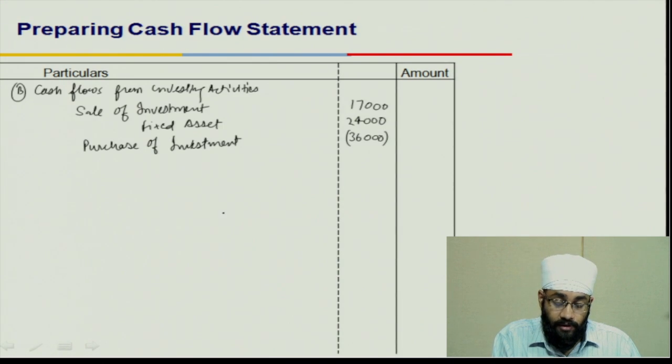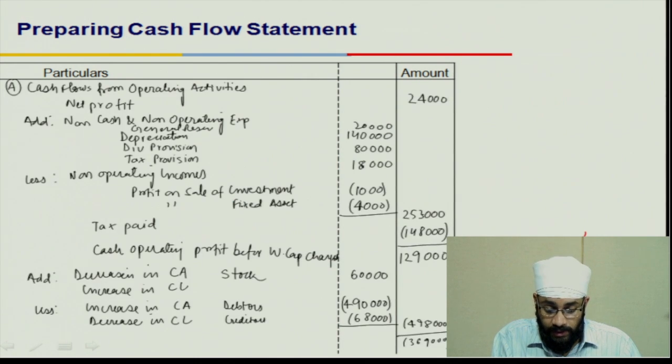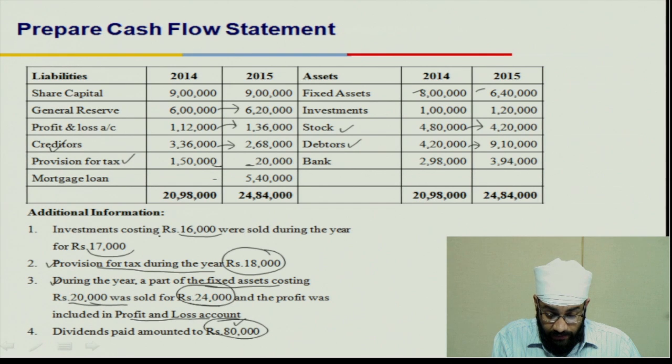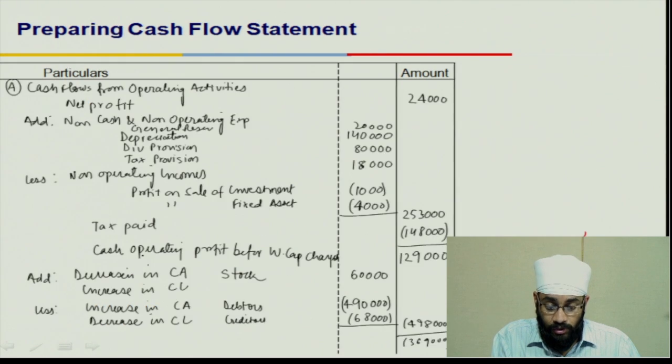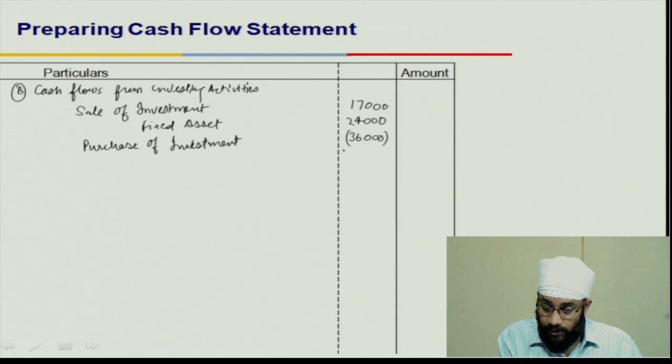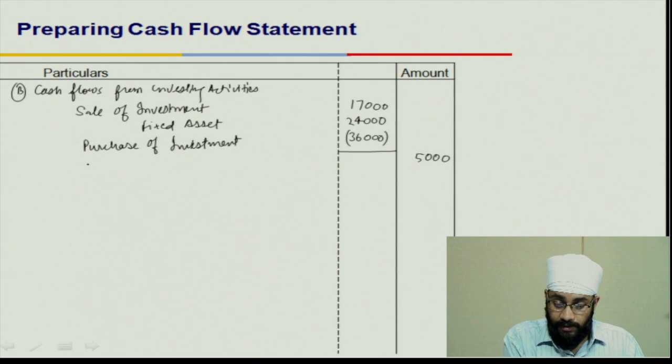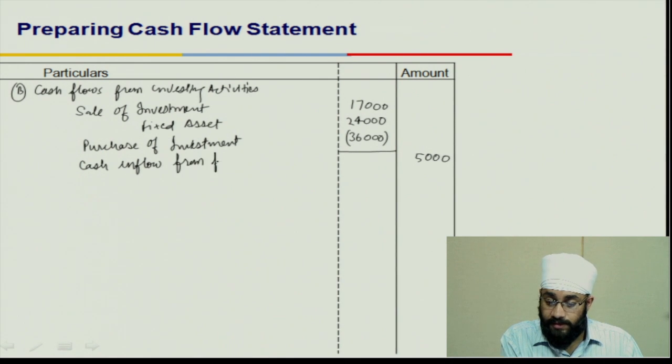Now we can look for any amount of income earned from investments, but we do not have any information to that effect in the balance sheet and neither in the additional information. So we are done with the calculation of cash flows arising from investing activities, and they come out to be 5,000 positive, which means this is net cash inflow from investing activities.